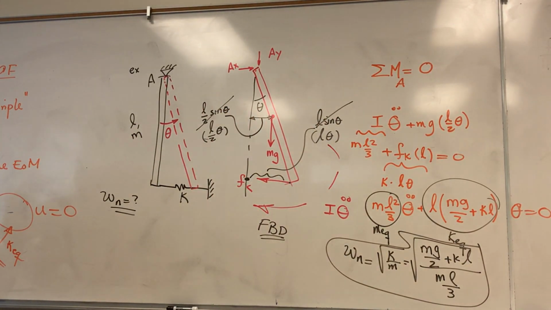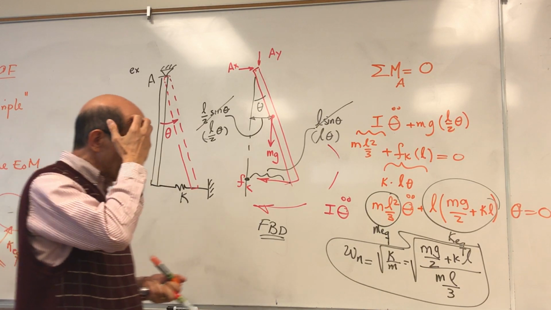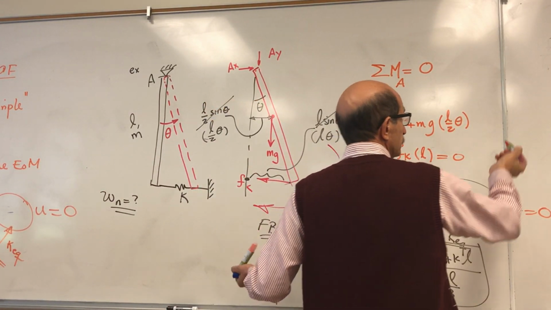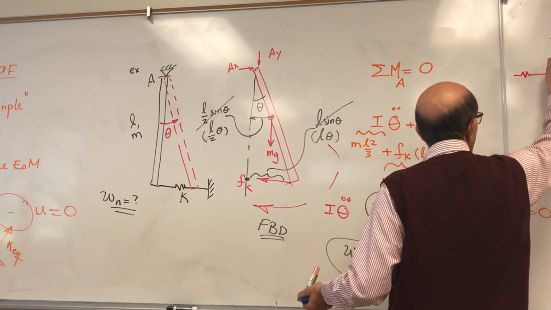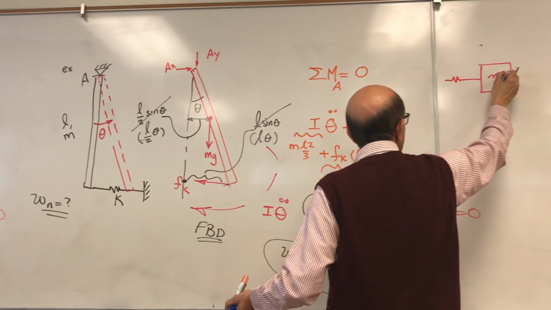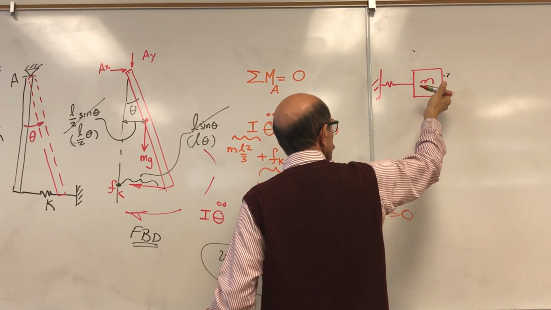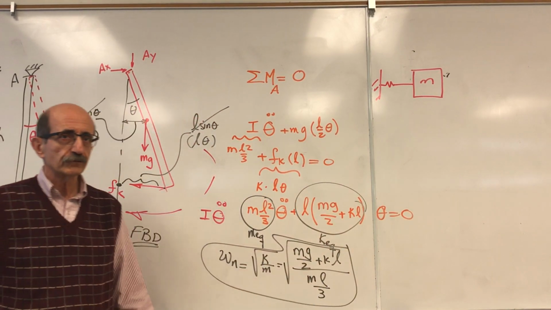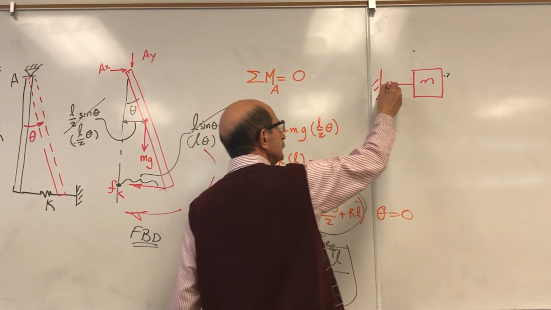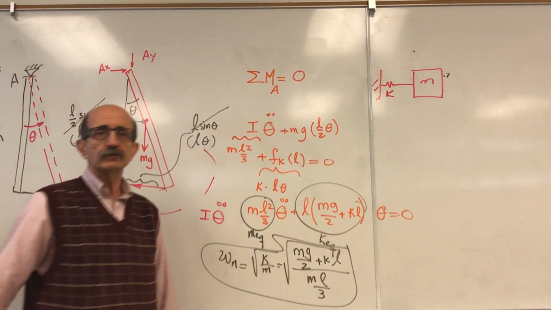So with this simple, easy approach, we can find this equivalent system. In other words, this is the same as this model. Solution for this is the solution for this, where M and K are defined by these relationships.